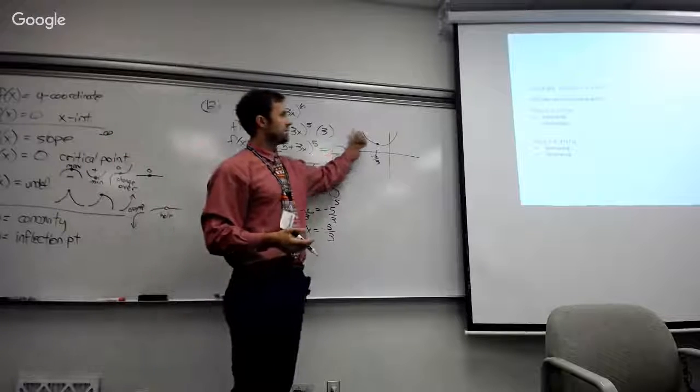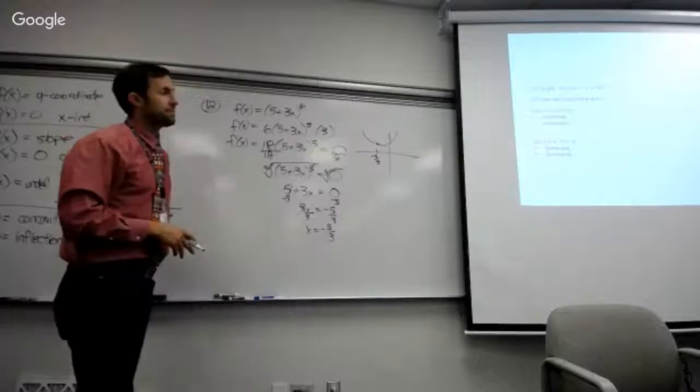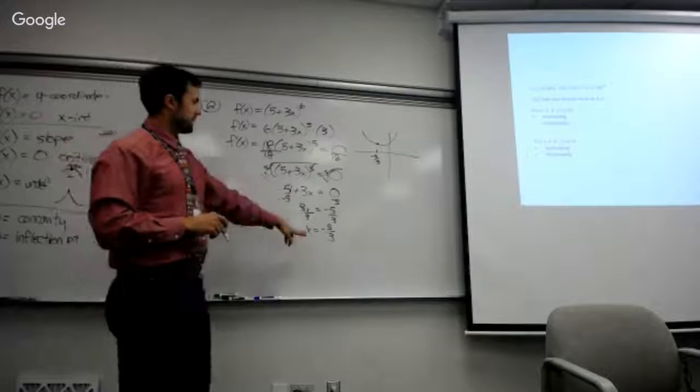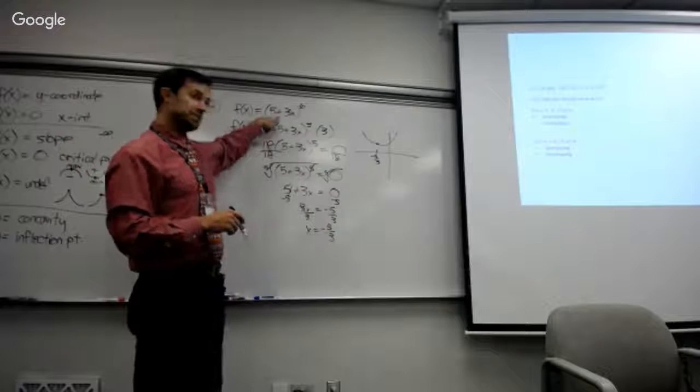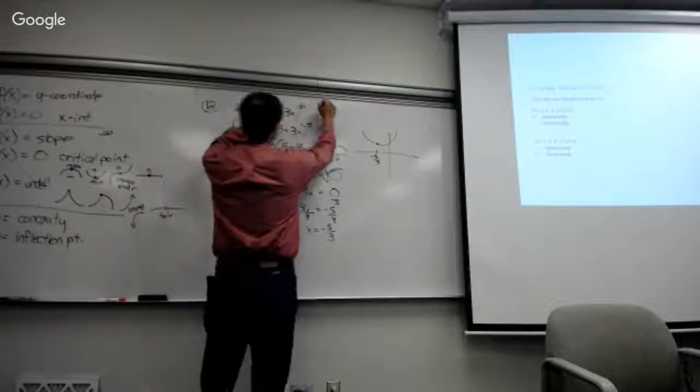Now that's kind of cheating, to just go ahead and say, well, what's happening to the left of it? The function's decreasing. And what's happening to the right of it? The function's increasing. How do we actually find out? You could plug it in. What happens if I plug in negative 5/3 into the function?